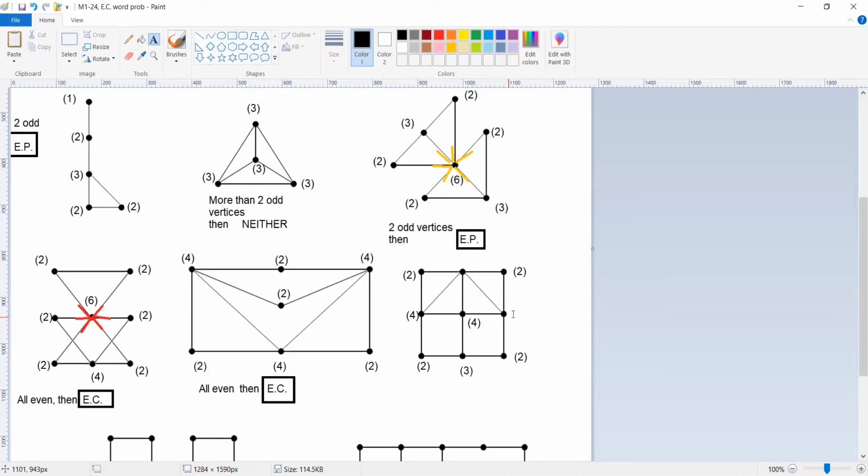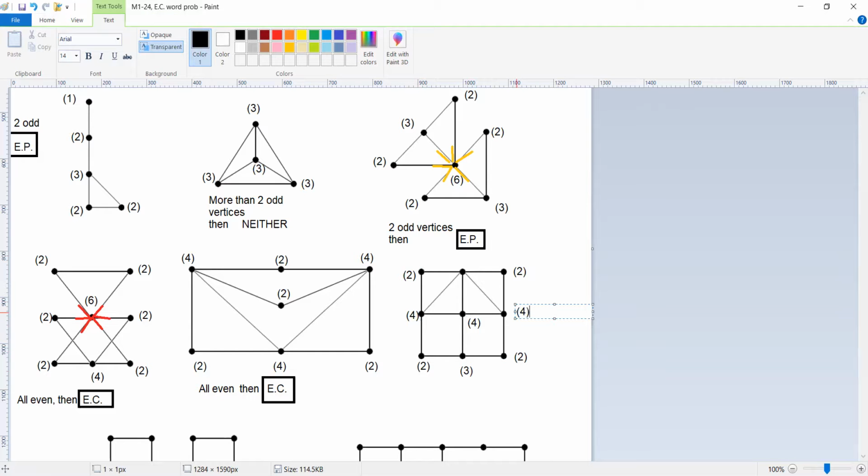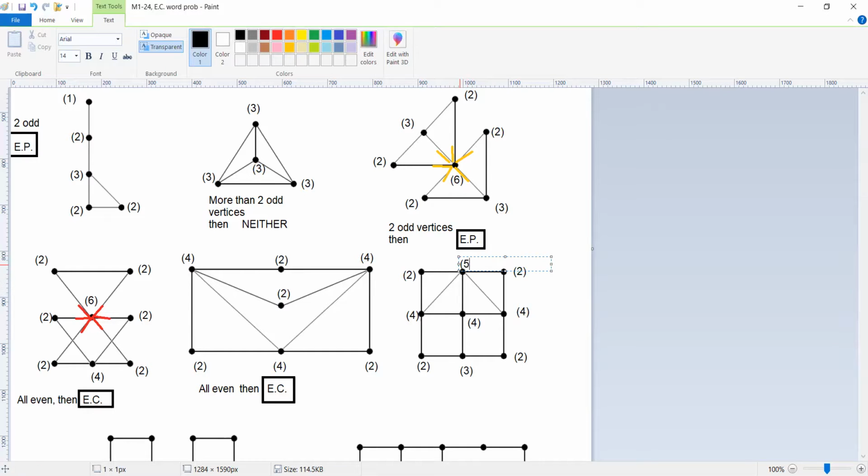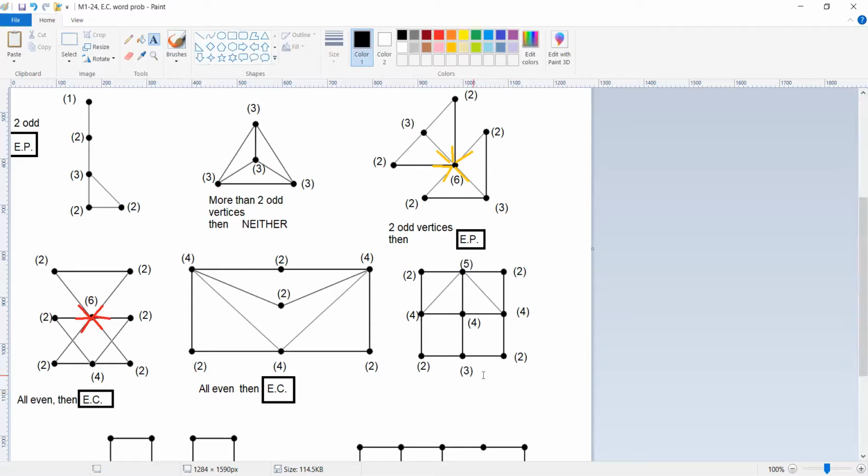1, 2, 3, 4. And 1, 2, 3. Wait, 1, 2, 3, 4, 5. Oh, okay. I see. This one's an odd one, and the bottom middle was odd as well. So I don't have an Euler circuit, but I do have an Euler path.